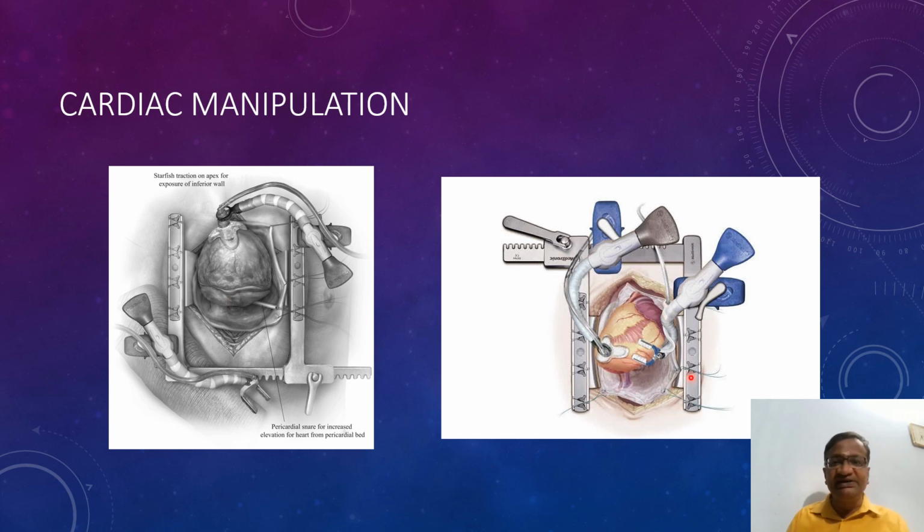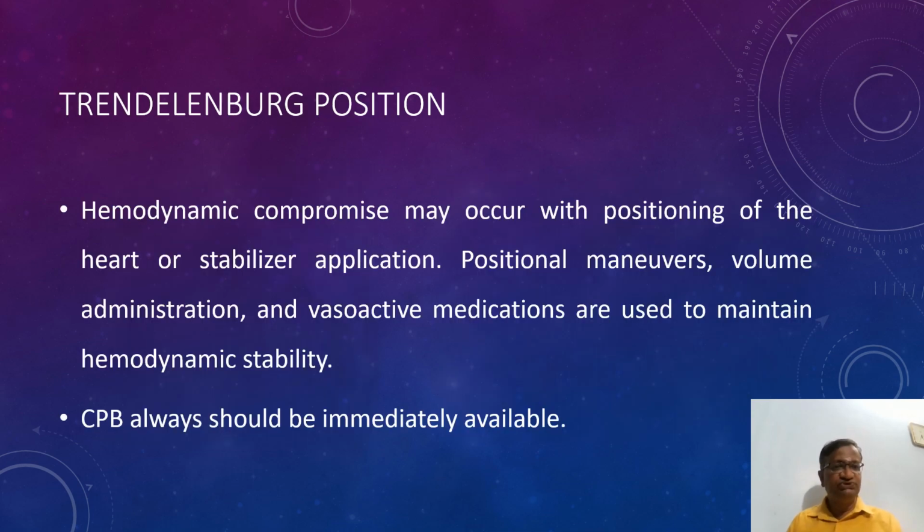Now the cardiac manipulation is like this. And this is what is called a starfish. It fixes the heart. Now you can see the starfish. Now, when the BP comes down, there are a lot of things. When there is manipulation and the BP comes down, they cannot operate. So hemodynamic compromise is usually managed by Trendelenburg position and some fluid and some vasoactive drugs.